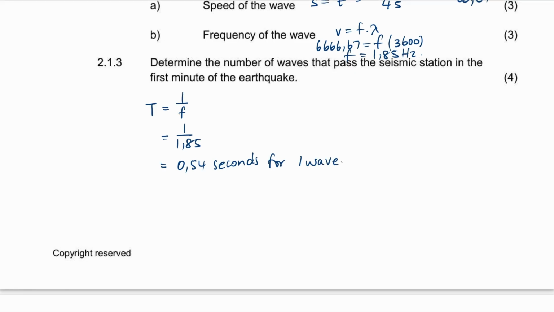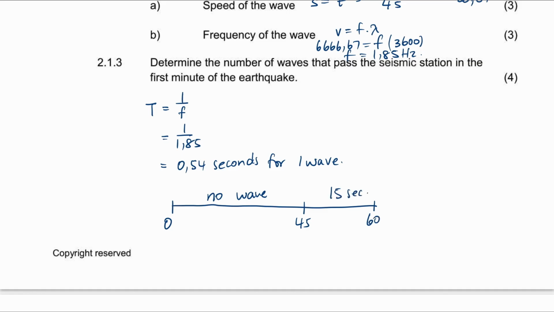Now, the station is not actually recording the wave for a full minute, because remember they tell us that it took 45 seconds for the wave to reach the station. So from 0 to 45, there's no wave. So the station is only recording for 15 seconds.